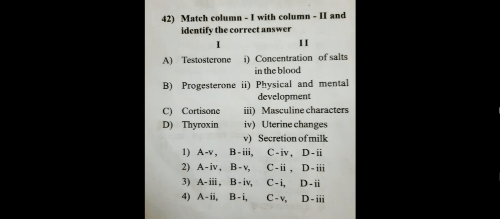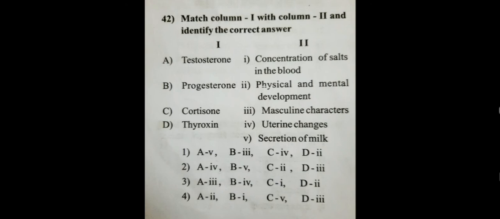Now match column 1 with column 2. Column 1 has testosterone, progesterone, cortisone, thyroxine. All these are hormones, and these hormones are connected with functions. Testosterone, masculine characters. That is, third option is the right answer. By looking at one matching term, we'll get the answer. That is, third is the right answer as A matches with 3.